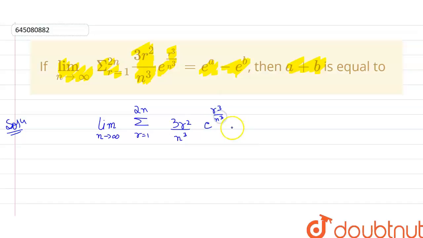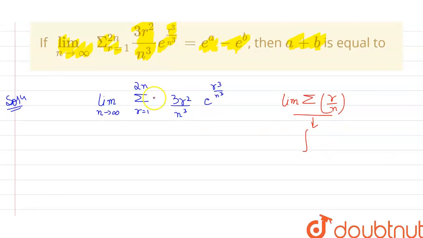Okay, so after this, first of all, we know that whenever we are given the terms in terms of r by n, whenever it's given that limit n tends to infinity and the function is in terms of r by n, in that case we have to change this function into an integration somehow.